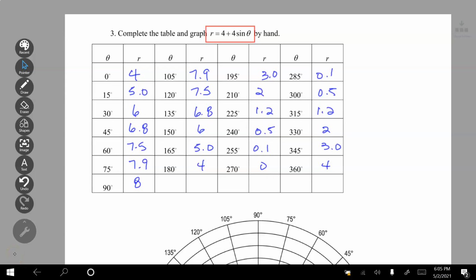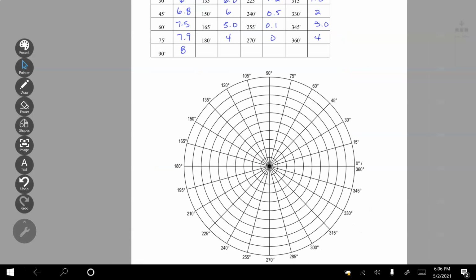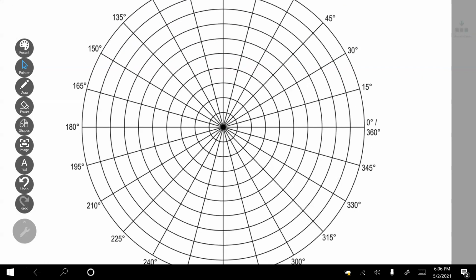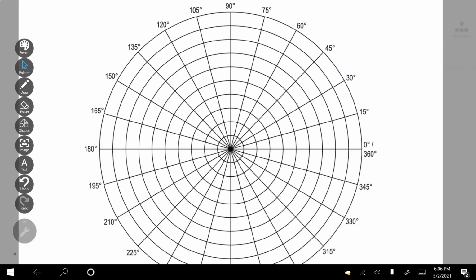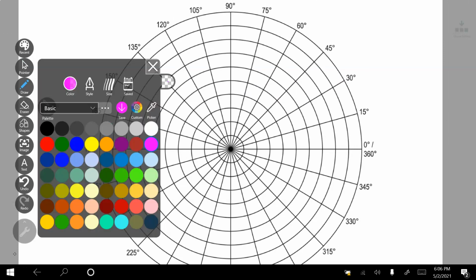So I completed the table. Hey, no negative r's makes my life a little bit easier, but now I have to draw some points. I'm not going to be able to see both so well, but you have to do it on your paper. I'm going to bring this up, and I'll do it in pink again.